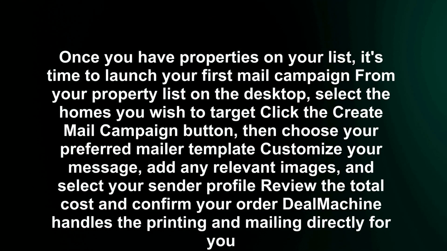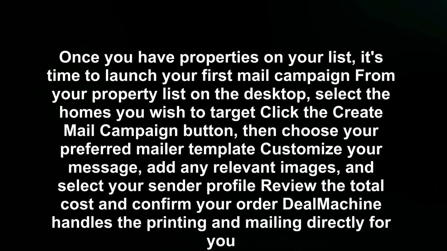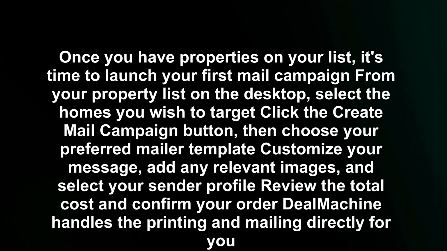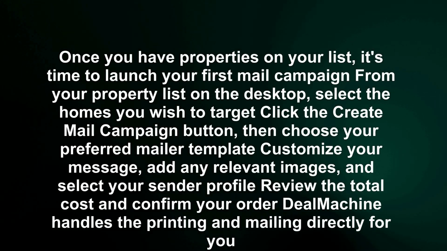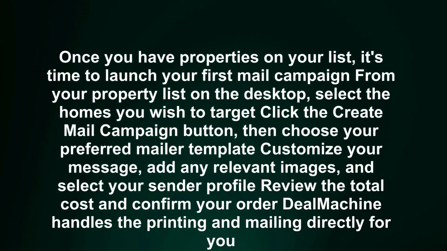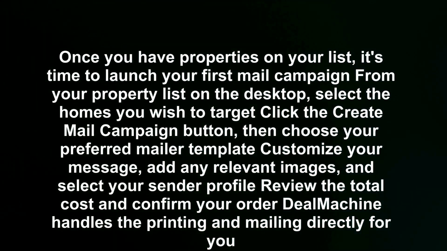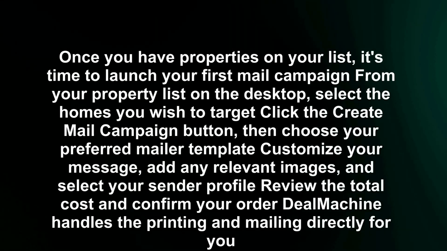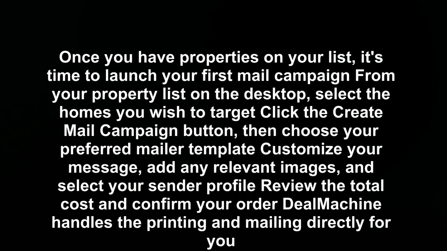Once you have properties on your list, it's time to launch your first mail campaign from your property list on the desktop. Select the homes you wish to target, click the Create Mail Campaign button, then choose your preferred mailer template, customize your message, add any relevant images, and select your sender profile. Review the total cost and confirm your order. Dealmachine handles the printing and mailing directly for you.